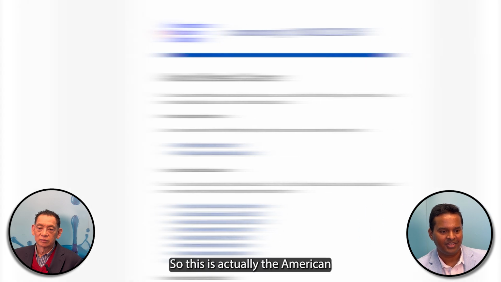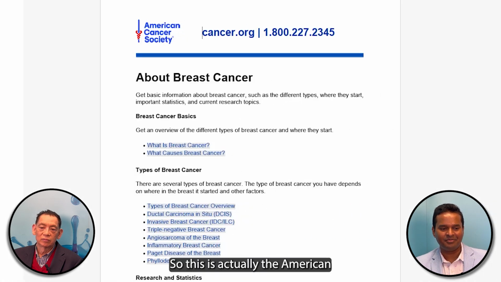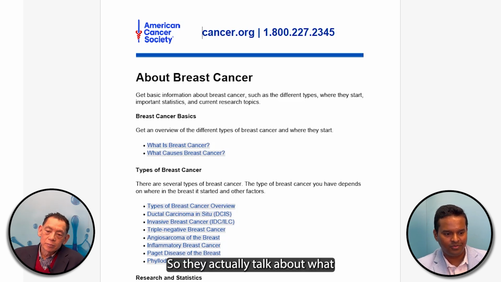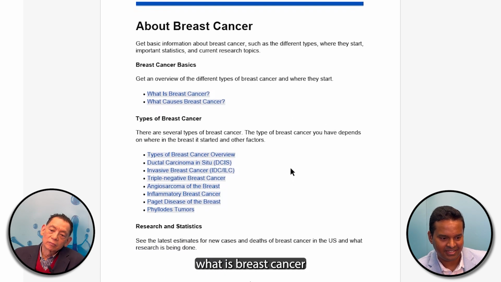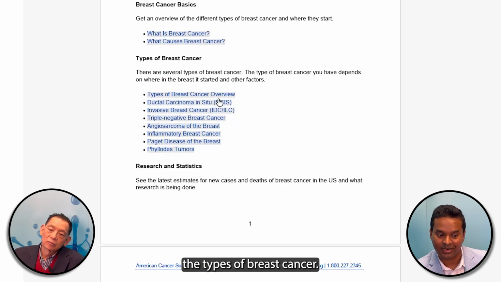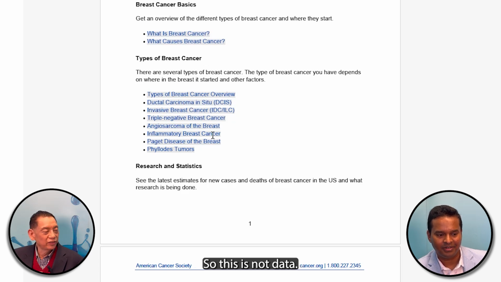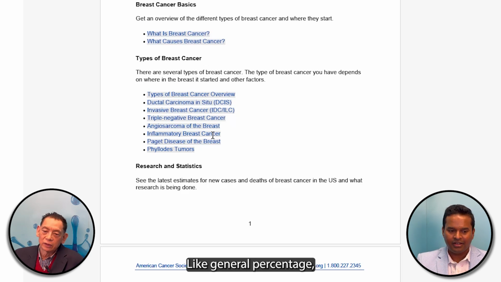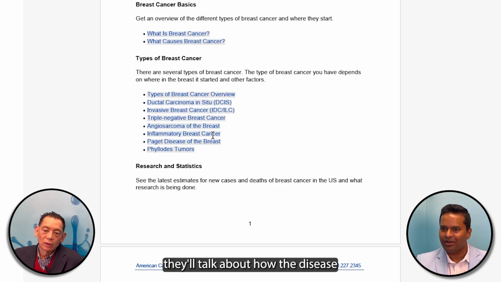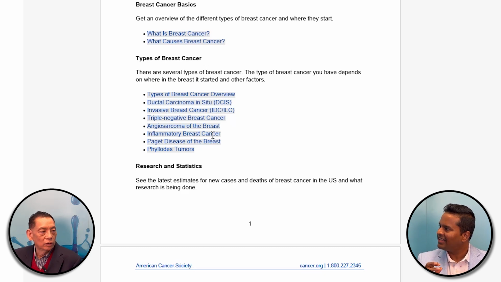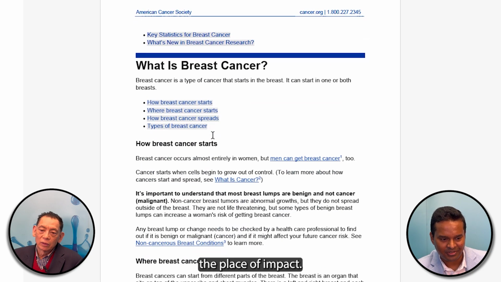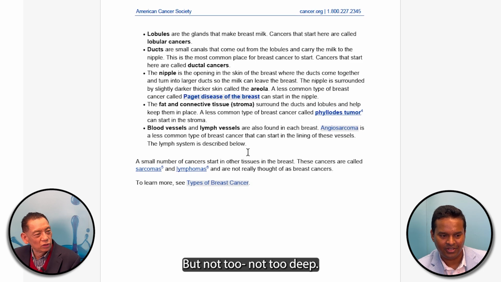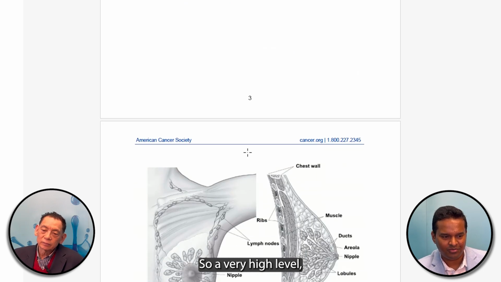Sure. So this is the American Cancer Society. This is the high level one, the first one that you look at. They talk about what is breast cancer and what causes it, the types of breast cancer. So this is not data, this is the kind of description around the disease. Like general percentages. They'll talk about how the disease is originating, the place of impact. They also talk about the general stats, JP, but not too deep. So very high level.